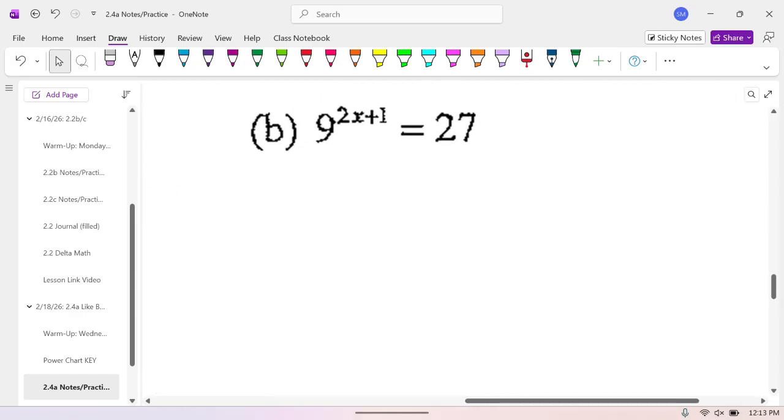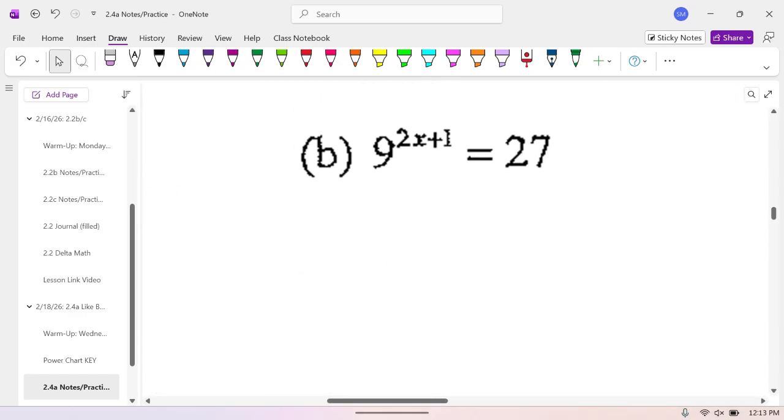Okay, let's try letter B together. So take a minute. Look at the 2 bases. Look at your power chart. See if you can figure out which base is the like base between those 2 numbers. So which base we're going to change to be the common base of those 2 numbers. Take a minute, figure it out. You don't need to solve the problem. I just want you to figure out what the base is. So what would be the new base when I change these numbers?